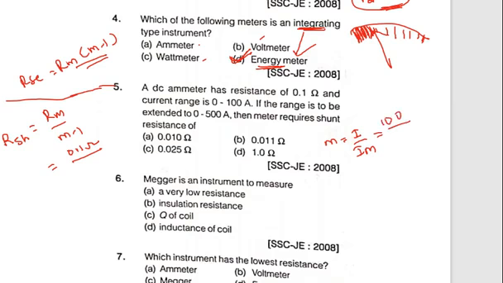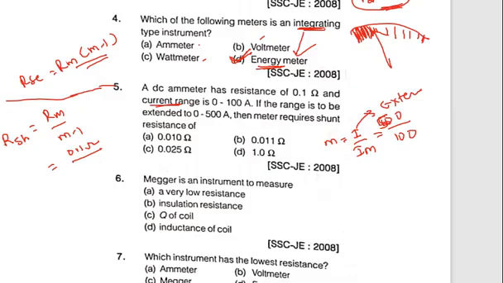And this one, how much is given? Extended to 500 amps, no? Sorry, this is the meter range, the meter current range given, no? This is 100 amps and this is the extended one. So this becomes 500. Again I am repeating, M is nothing but a multiplication factor.